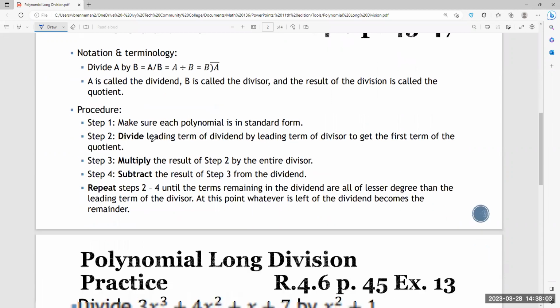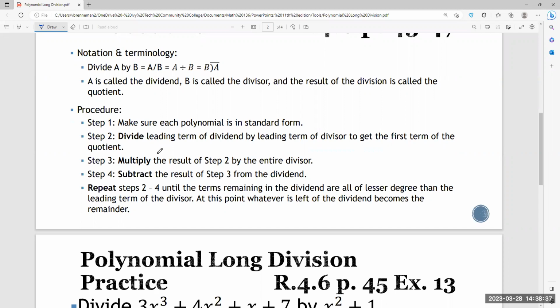So the procedure: first you want to make sure each polynomial is in standard form. That'll just make the process easier. But then the main process is you're going to have a divide, multiply, subtract repeated. You divide the leading term of the dividend by the leading term of the divisor, and that result goes on the quotient. Then you multiply the result of that previous step by the entire divisor.